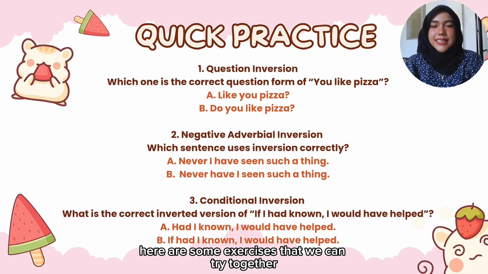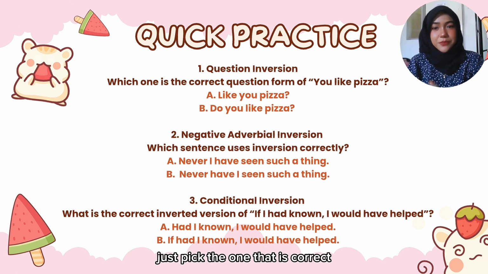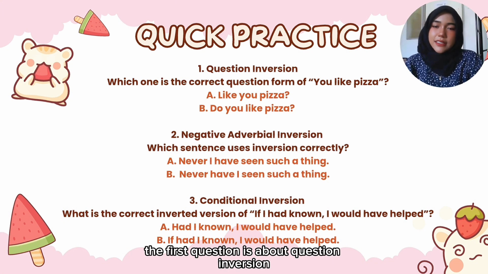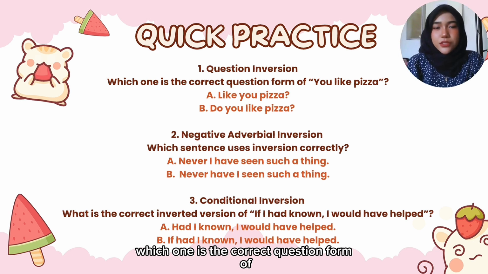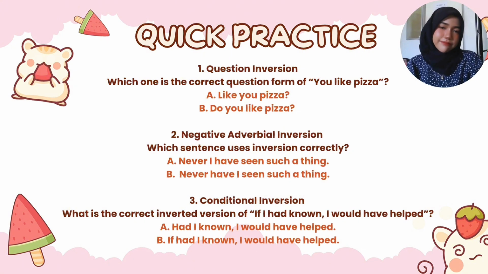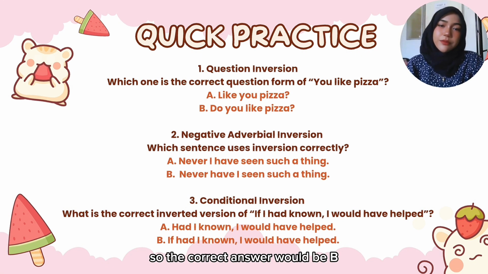Here are some exercises that we can try together. Just pick the one that is correct. The first question is about question inversion. Which one is the correct question form of you like pizza? A. Like you pizza? B. Do you like pizza? So the correct answer would be B.